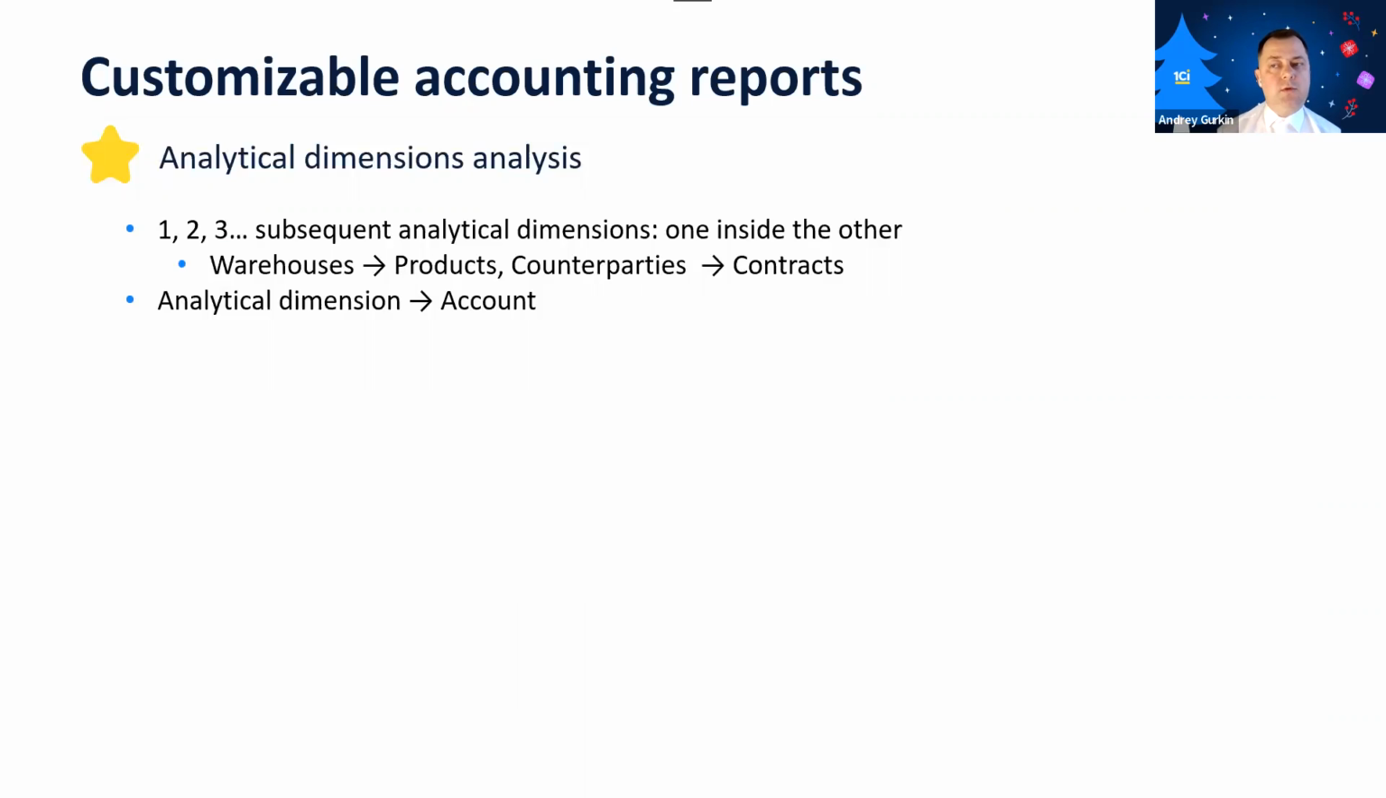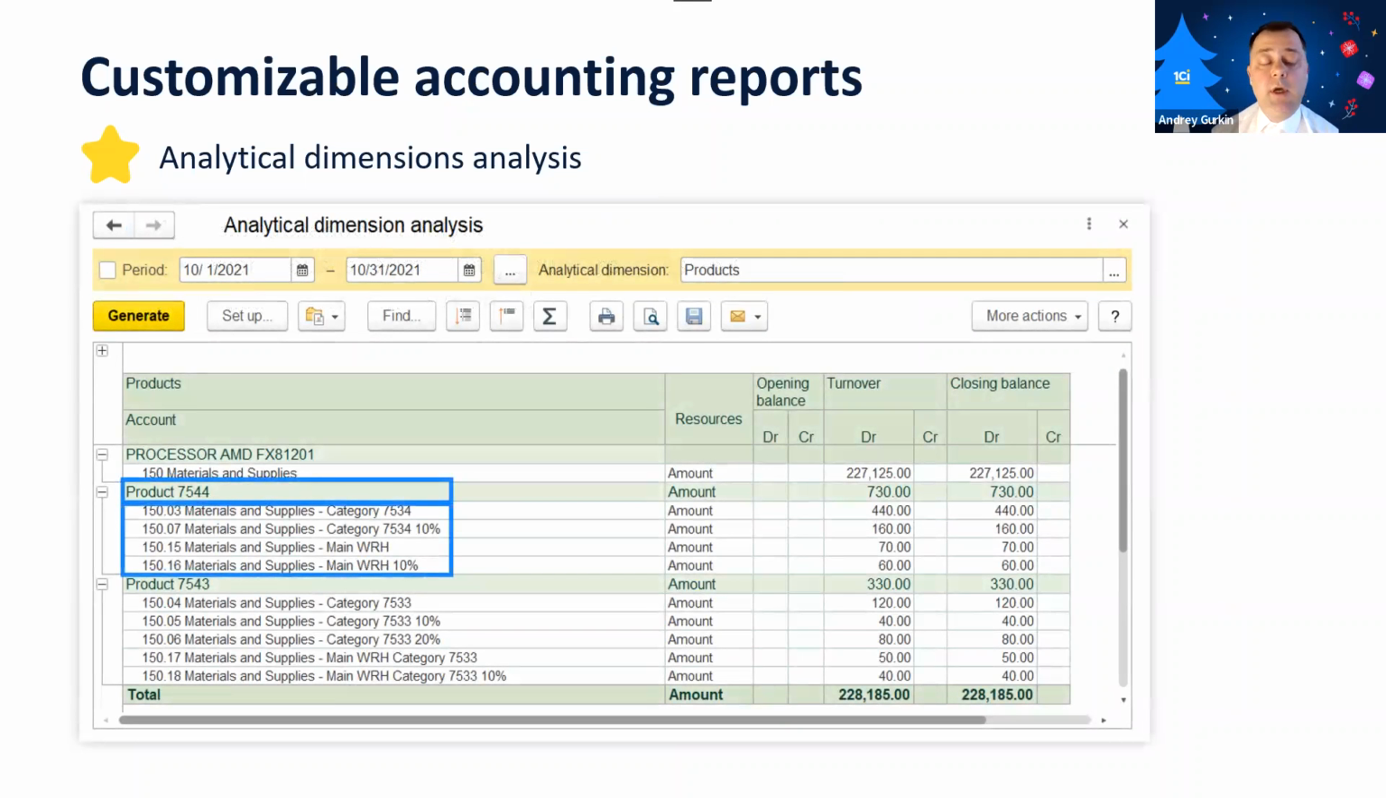And a new report. The purpose is to analyze your analytical dimensions. It could be the simplest examples, such as warehouses, products, or counterparty contracts. You can switch GL accounts on or off, or analyze it vice versa. So, for example, at the top level you can see the analytical dimension, and on the second level the accounts. Here you can see the top secret product with the number 7544, and 4 GL accounts where the turnovers are.